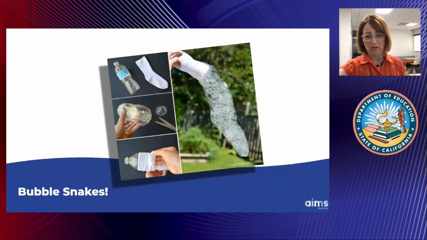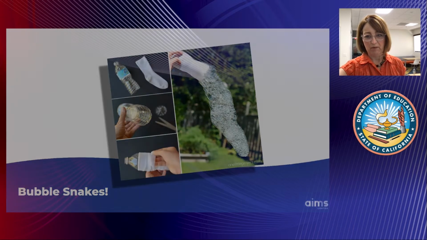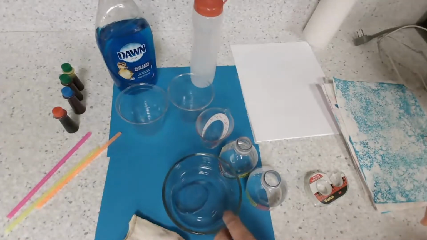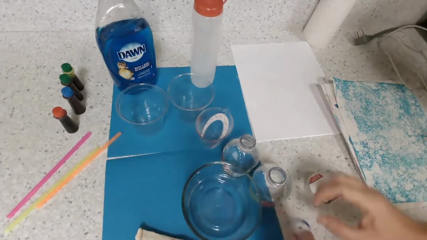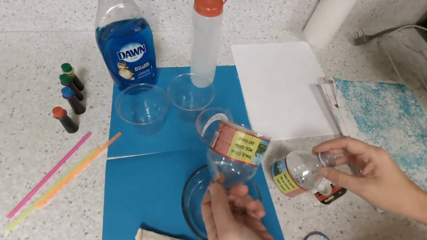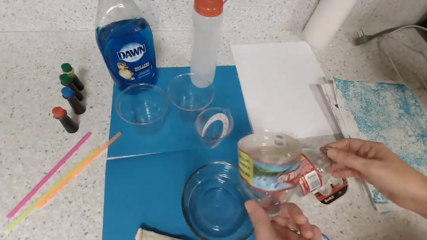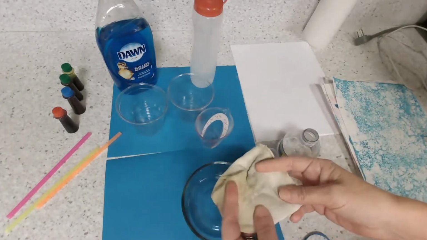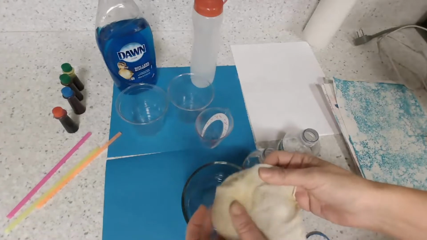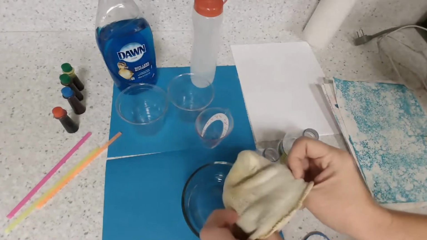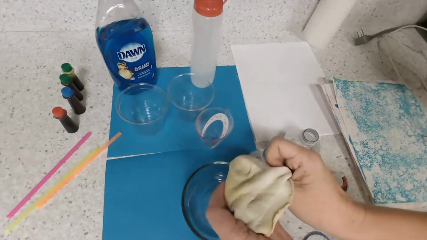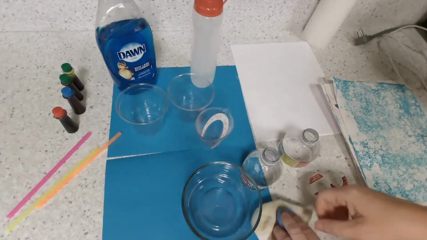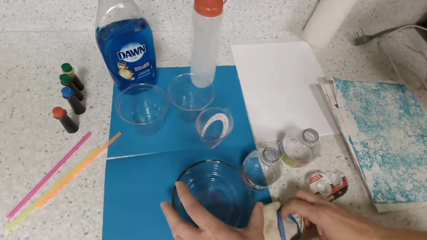I'm going to switch to my webcam. And so for the bubble snake, you need a water bottle that has the bottom cut off, an old sock or an old piece of cloth that you don't mind getting food coloring on, and a rubber band, some water, soap, and the food coloring.